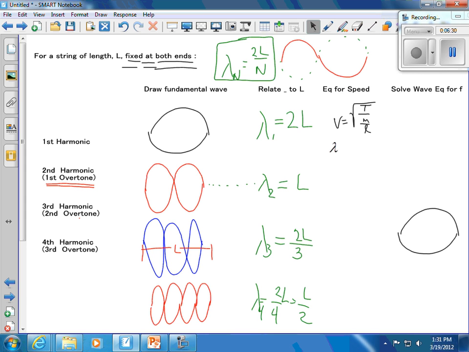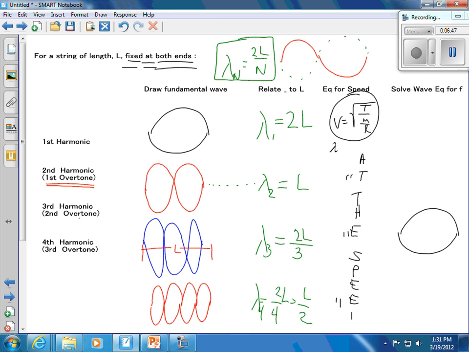So all of these waves, you can determine the speed of a wave using the square root of T over, I messed that up, sorry, T over M over L. All waves travel at the same speed. Because this is one string, the medium determines the speed. They're all traveling in the same string, so they're all going to travel at the same speed.